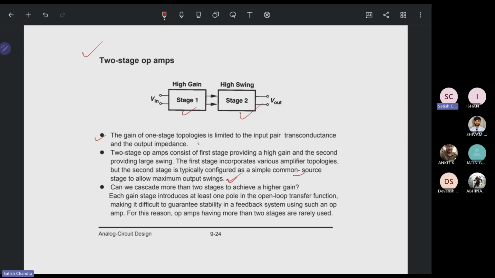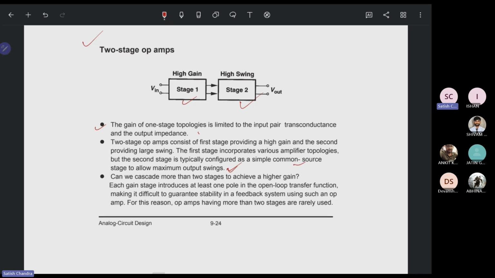So now the question arises: can we cascade more than two stages to achieve a higher gain? Each gain stage includes at least one pole in the open-loop transfer function, making it difficult to guarantee stability in the feedback system using such an op-amp. For this reason, op-amps having more than two stages are rarely used. That is why, when utilizing an op-amp in daily use, we won't prefer to use this.